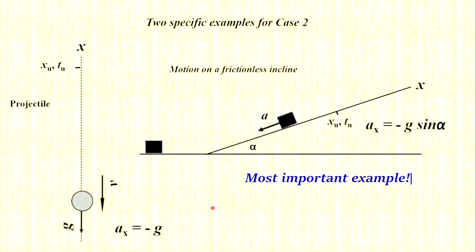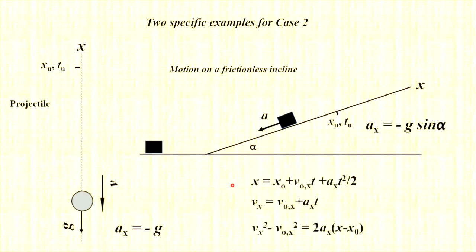If we consider the object at any position on the incline, then the x component of acceleration for this motion is negative g sine alpha, where alpha is the angle of the incline. Of course, we can use our basic kinematic equations to solve any problems related to motion, either projectile or motion on the incline. And now we will solve several problems related to the second case of one-dimensional motion.